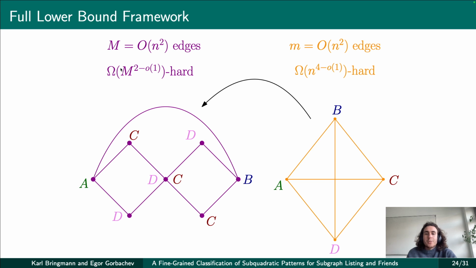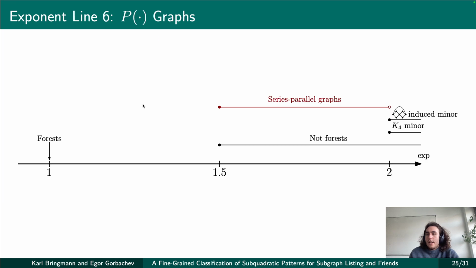So we still have a quadratic number of edges, which gives us a quadratic lower bound in terms of the number of edges. And using the machinery that we already have, we may say that if a pattern contains such a graph as an induced minor, its time complexity exponent is at least 2.